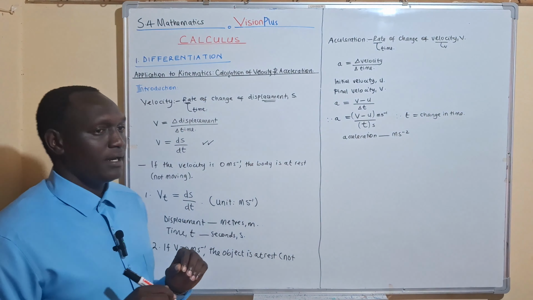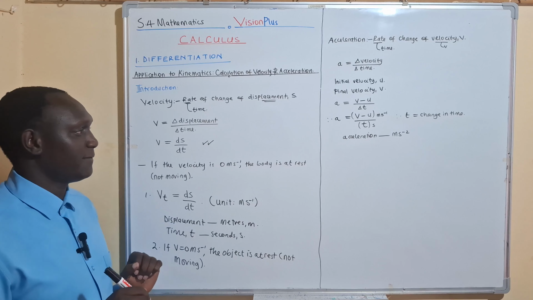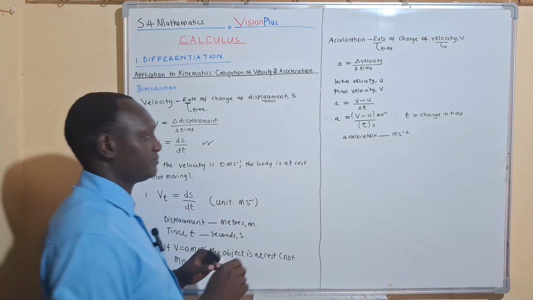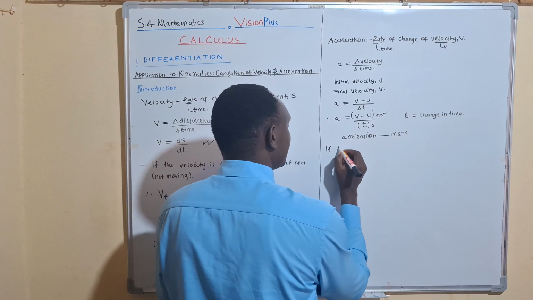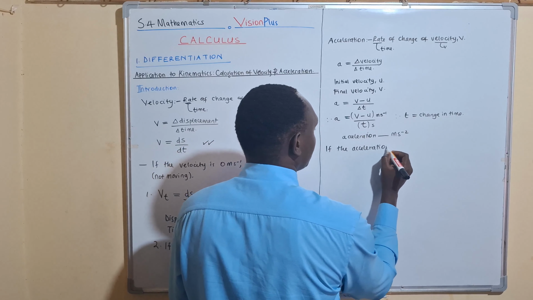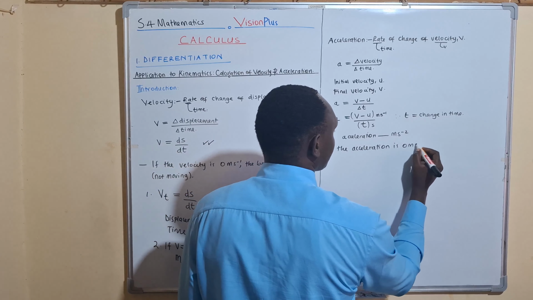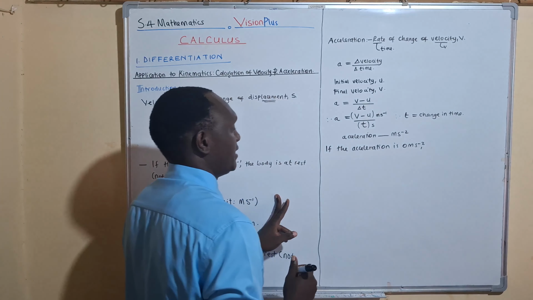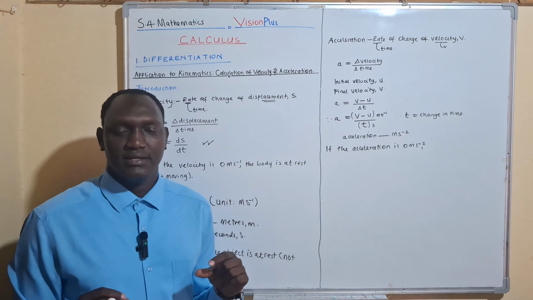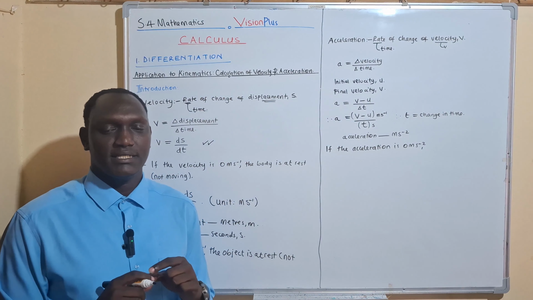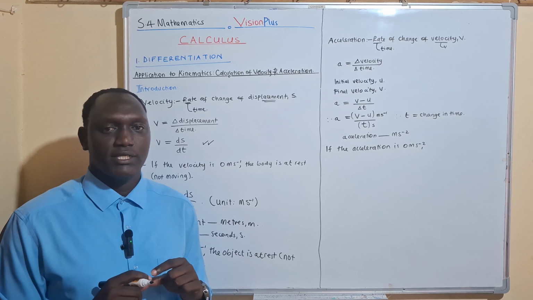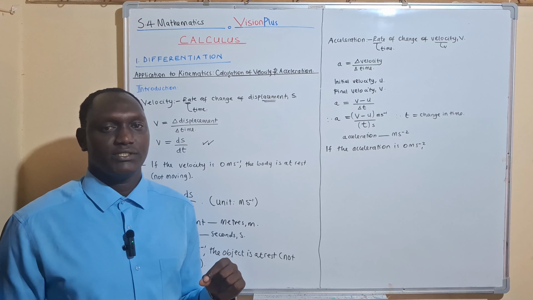Now, I need to give you one more concept. Our time is going. Now, if the acceleration is 0, what does it mean? If the acceleration is 0 meters per second squared, what does it mean? It means that there is no change in velocity. In other words, that body is moving with a constant velocity.